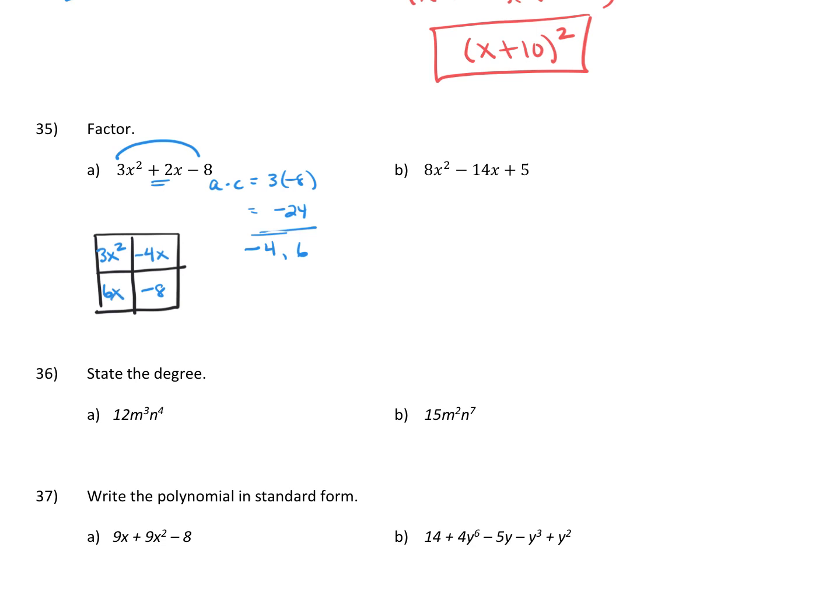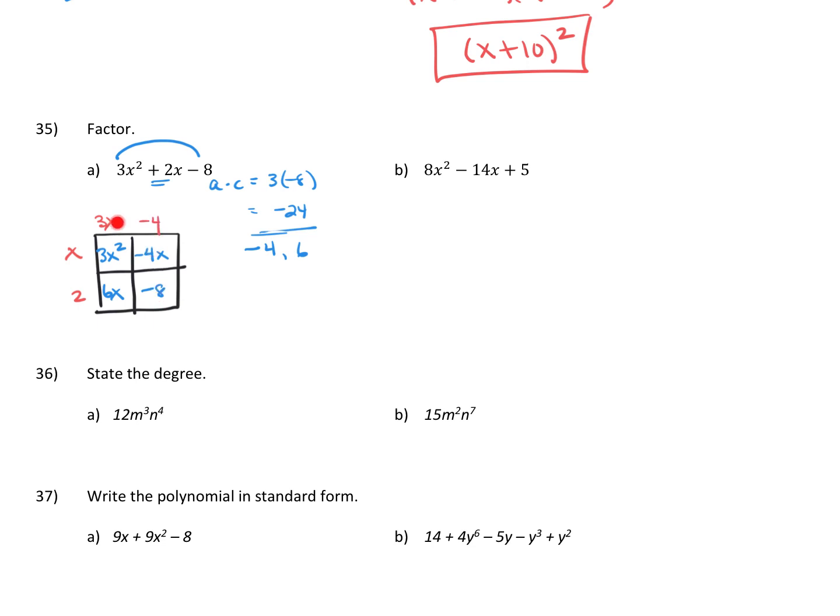All right, so we're going to pull out our common factors. So 3x squared and negative 4x has an x in common. Next row, 6x and negative 8 has a 2 in common. Let's pull common factors up to the top. 3x squared and 6x has a 3x in common. And then negative 4x and negative 8, let's pull out a negative 4.